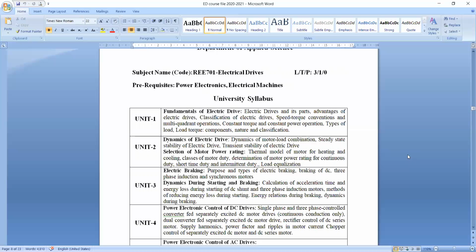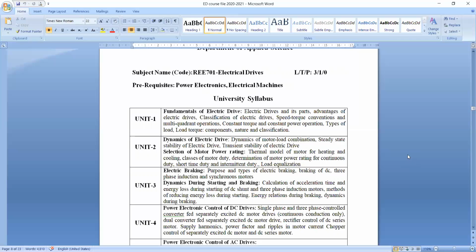Later, we will learn about the classification of drives, how electrical drives are classified, AC drives or DC drives. Then we will be learning about the multi-quadrant operations of electrical drives. This is one of the most important topics, and this logic is applied in our lifts and elevators. Then we will be talking about the nature and classification of load torques.